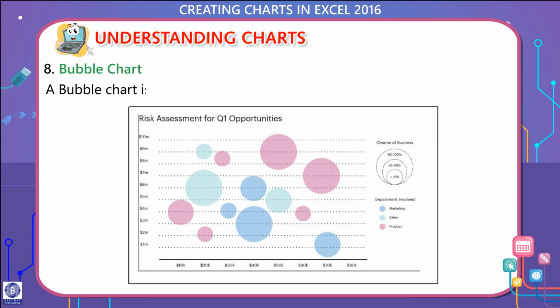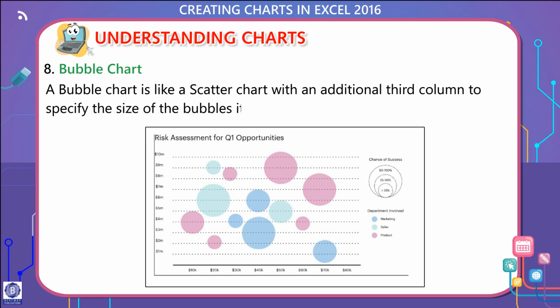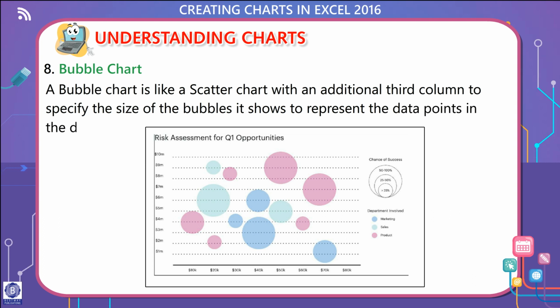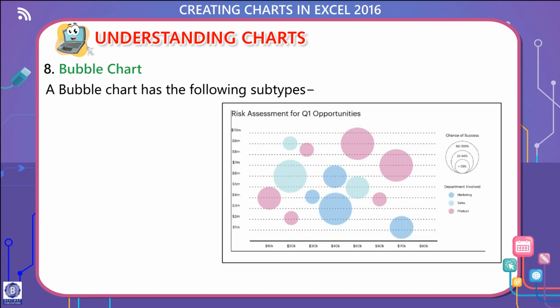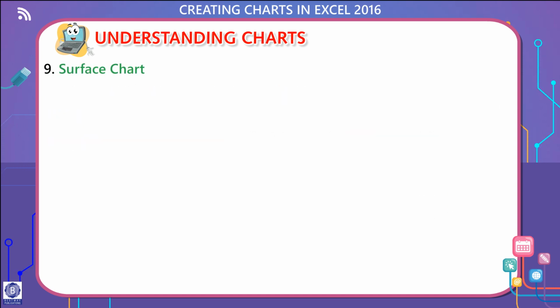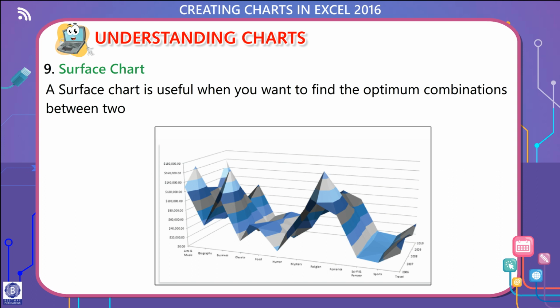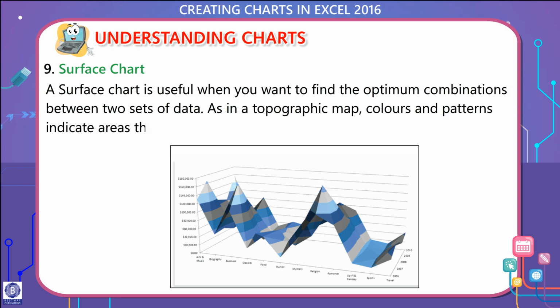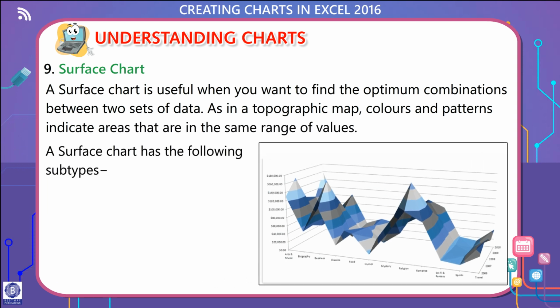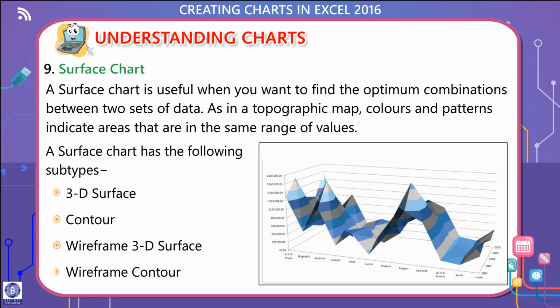Bubble chart. A bubble chart is like a scatter chart with an additional third column to specify the size of the bubbles it shows to represent the data points in the data series. A bubble chart has the following subtypes: bubble, bubble with 3D effect. Surface chart. A surface chart is useful when you want to find the optimum combinations between two sets of data. As in a topographic map, colors and patterns indicate areas that are in the same range of values. A surface chart has the following subtypes: 3D surface, contour, wireframe 3D surface, wireframe contour.